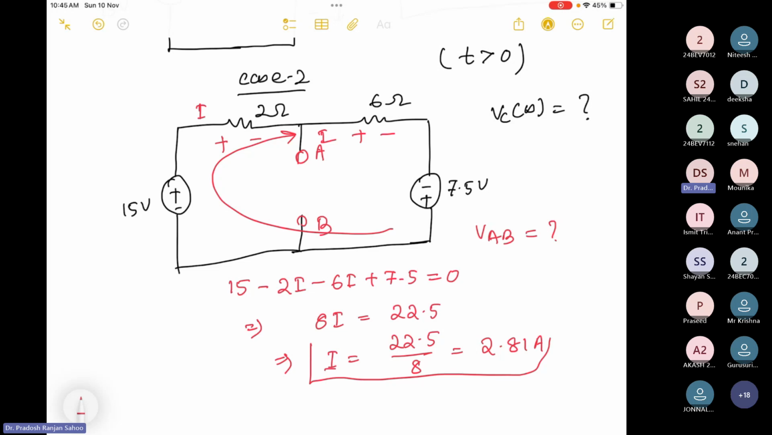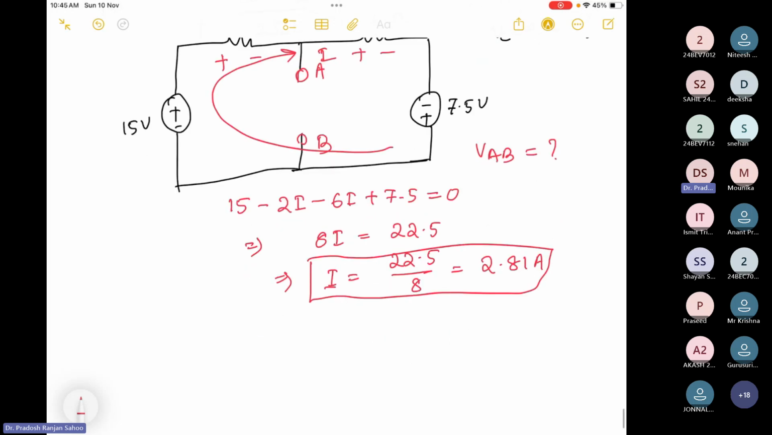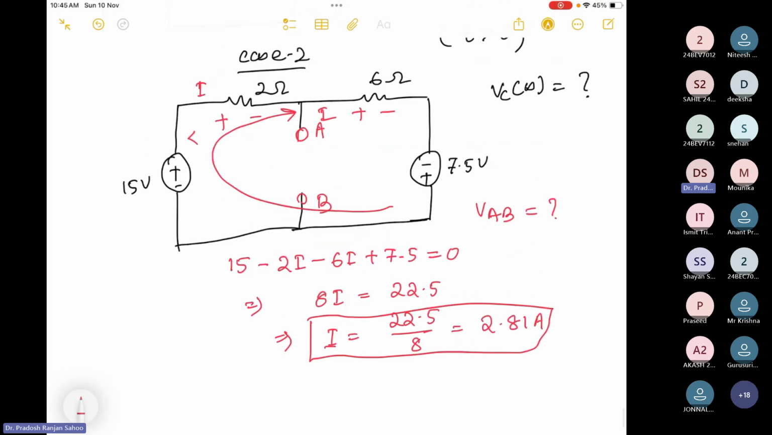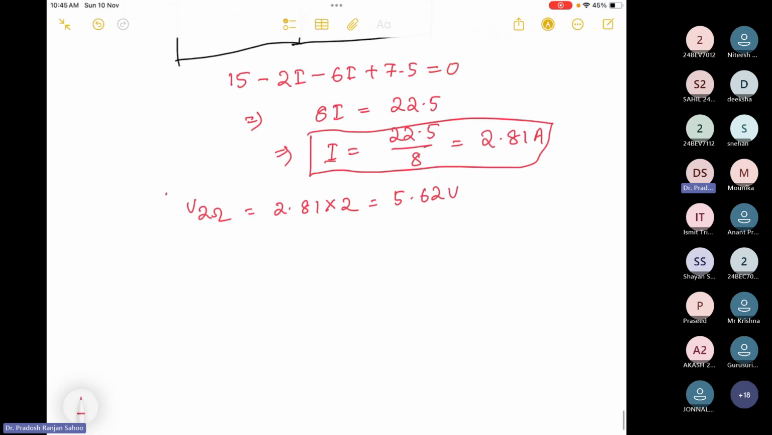Let 2.81 ampere be flowing. Okay, so I got 2.81. Now 2.81 is flowing here. There must be a drop here. The voltage across 2 ohm is 2.81 into 2. How much will I get? 2.81 into 2, I will get 5.62 volt. Okay. So I'll get the drop here equal to 5.62.